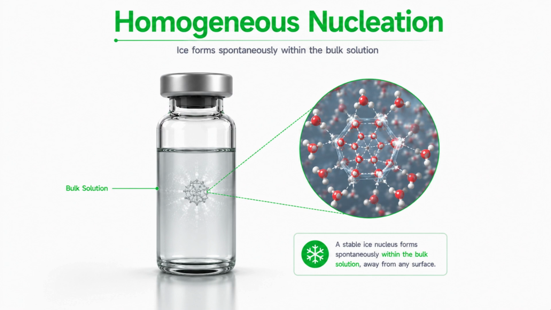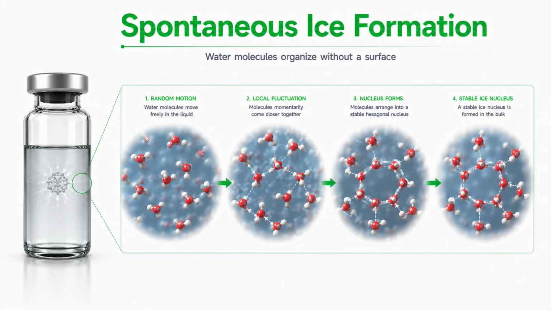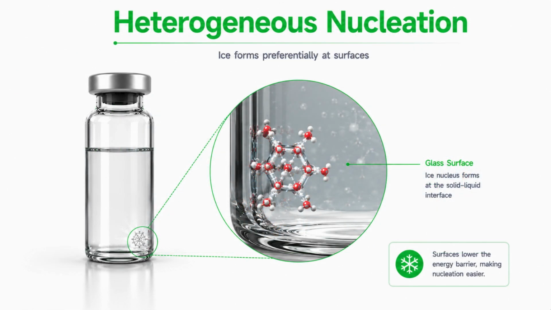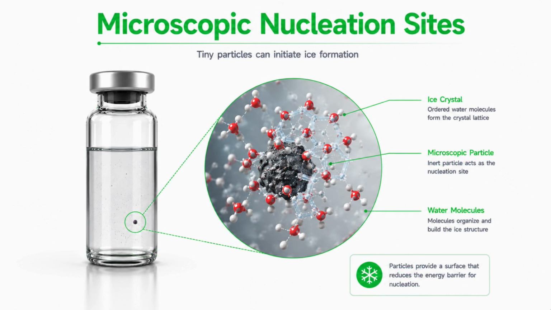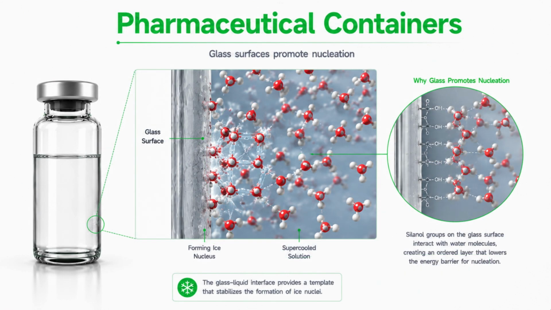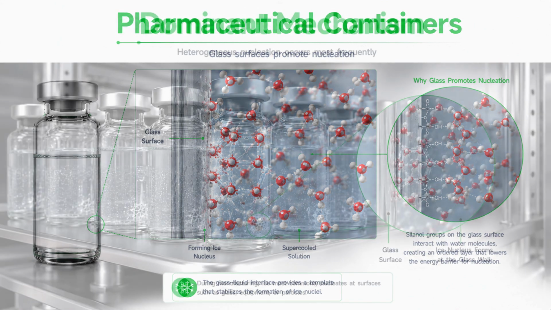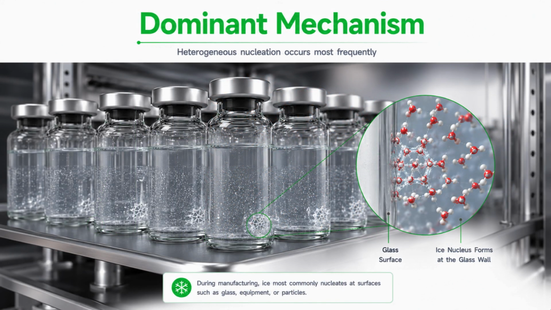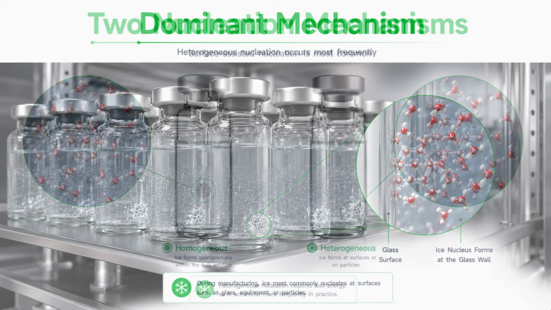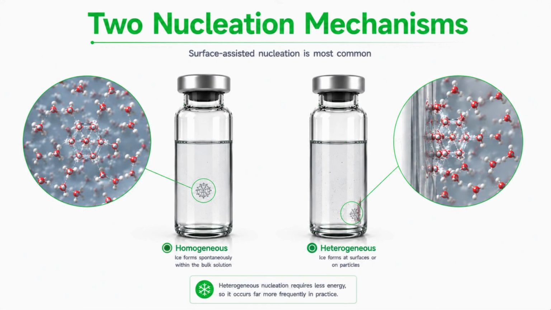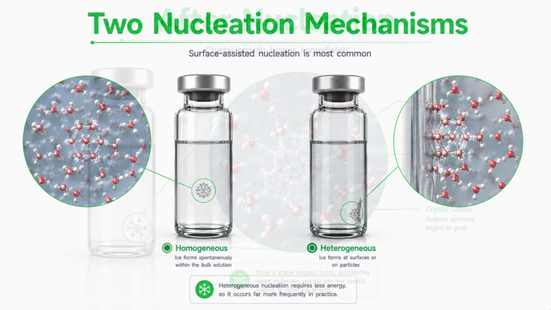Ice can begin forming in two different ways. In homogeneous nucleation, the first crystal forms spontaneously within the bulk liquid. In heterogeneous nucleation, freezing begins at a surface, such as the vial wall or on microscopic particles suspended in the solution. In pharmaceutical manufacturing, heterogeneous nucleation is by far the dominant mechanism. Glass surfaces and tiny imperfections provide favorable locations where ice crystals can begin forming much more easily.